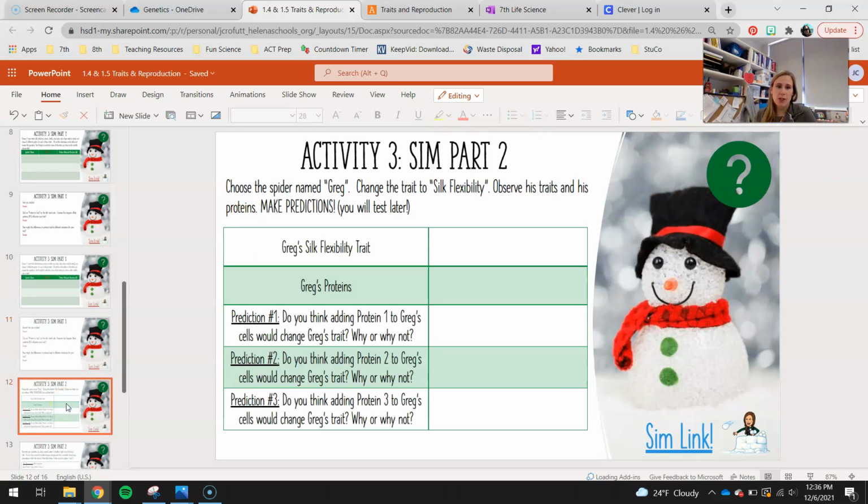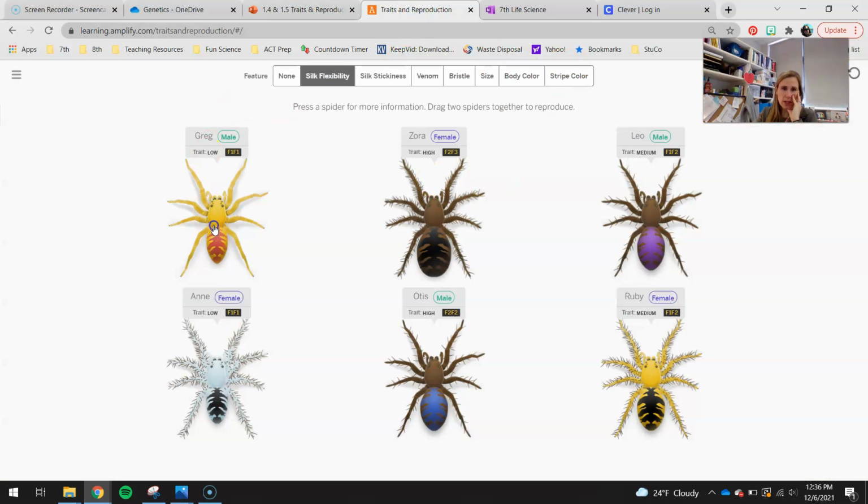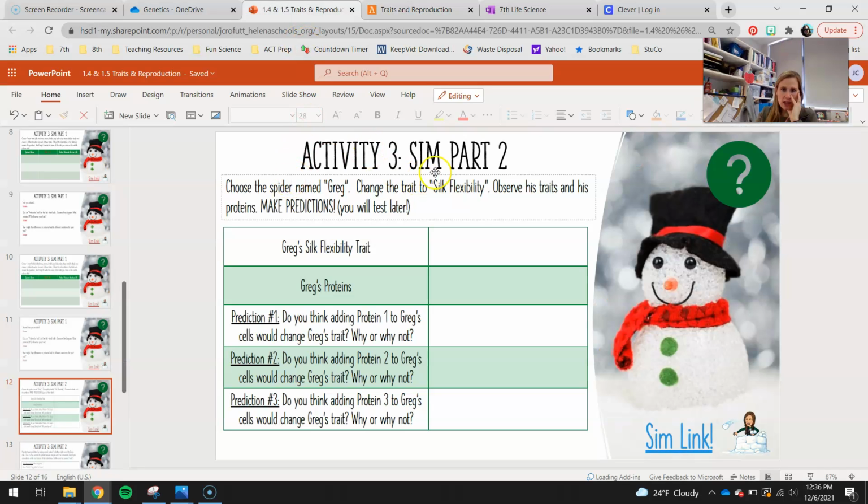Okay, moving on to part 2 of this activity. This one is a little bit more guided. First thing you're going to do is make predictions. So choose the spider named Greg. So here's Greg. Okay, we're going to look at silk flexibility, observe his traits and his proteins. Make predictions that you will test later.